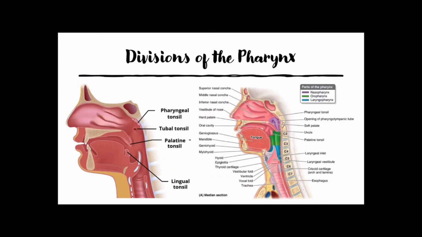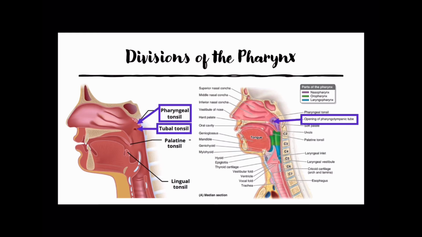The nasopharynx, highlighted in purple, opens to the nasal cavity and oropharynx and is superior to the soft palate. It is only an air passageway and is closed during swallowing. It destroys pathogens entering from the nasal cavity and provides some protection from infection. It contains the opening to the pharyngotympanic tube, the pharyngeal tonsils, and the tubal tonsils.